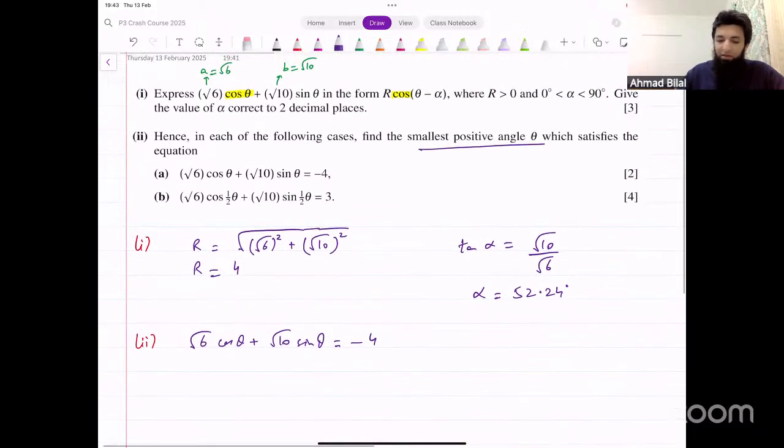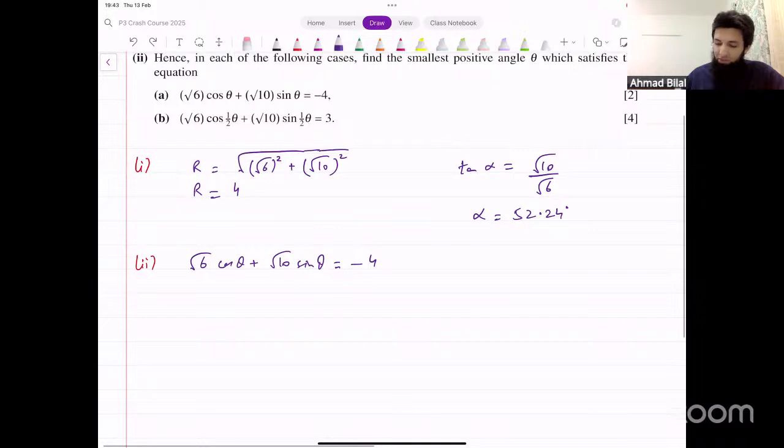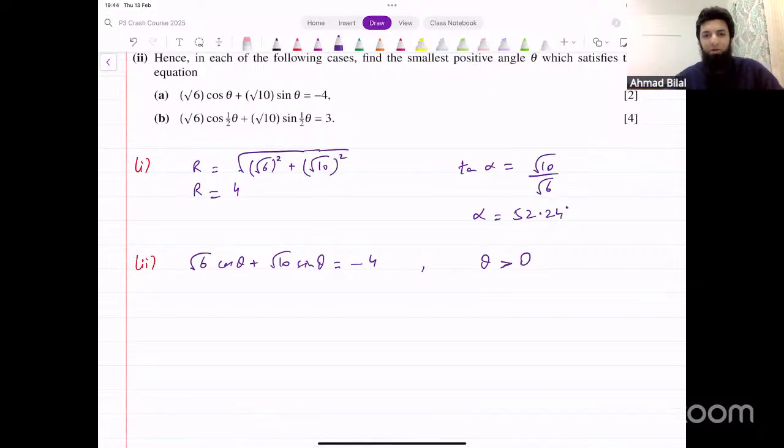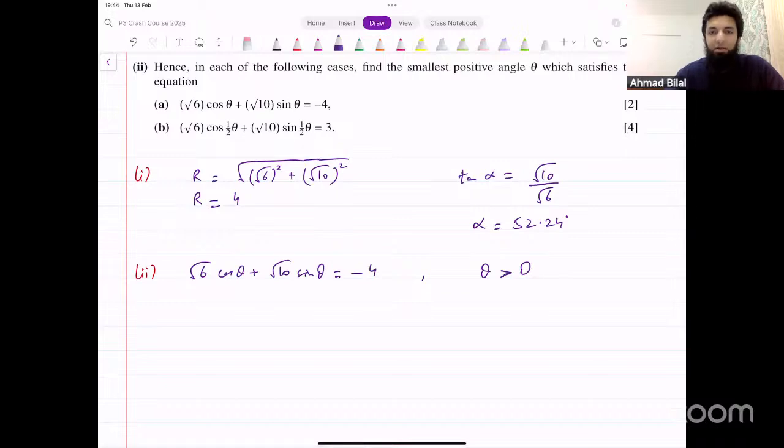Smallest positive angle theta. What does that mean? What's the interval for theta? Theta should be greater than 0, right? That's the interval for theta. It should be some positive number. And we're just looking for the smallest positive angle. So the first angle that we get, we just stop at that point. Okay.